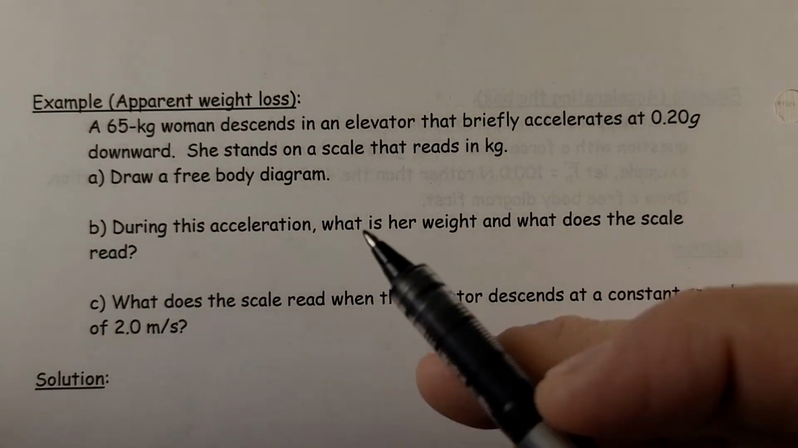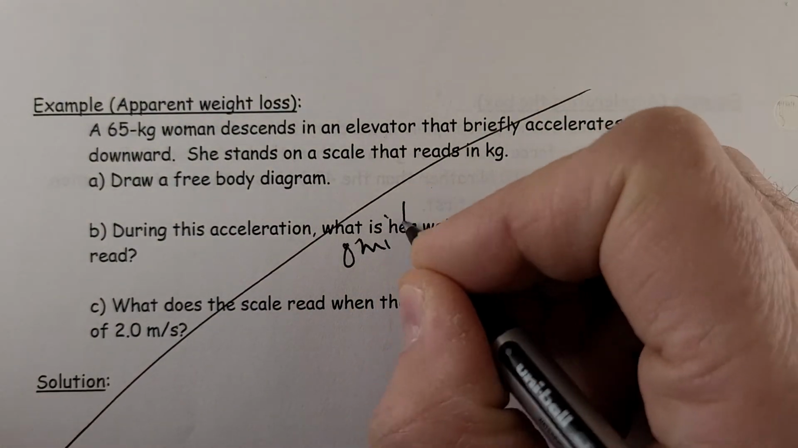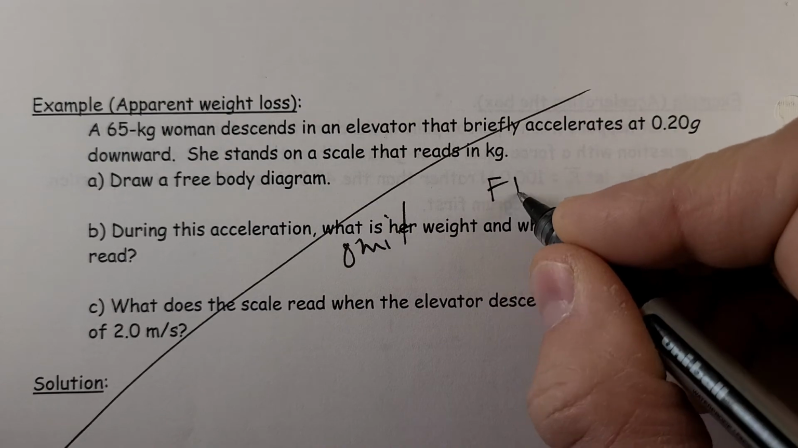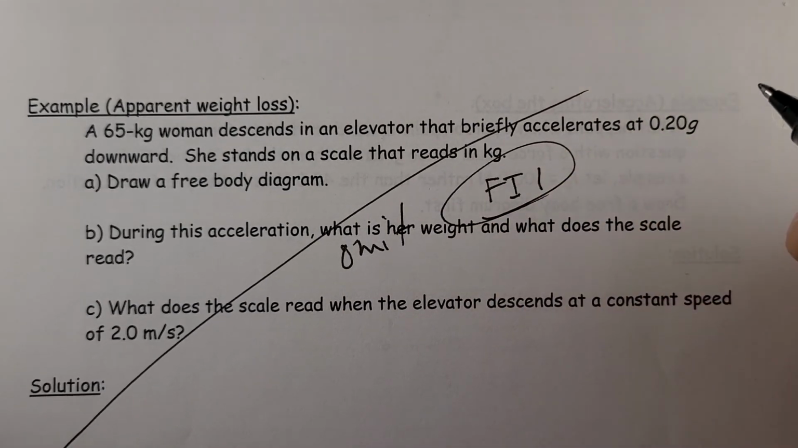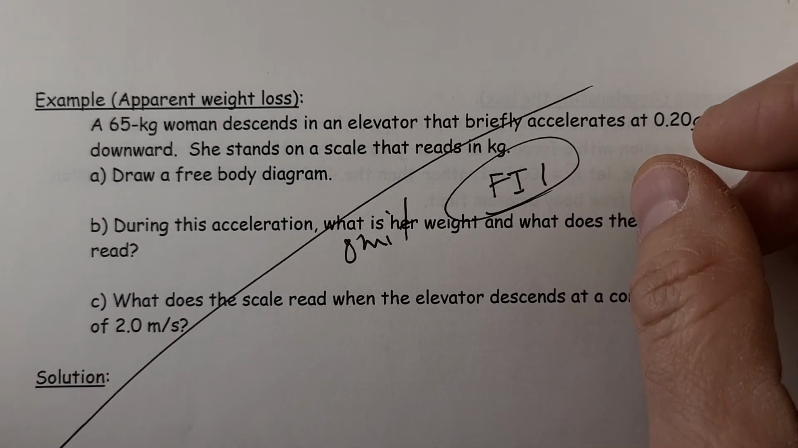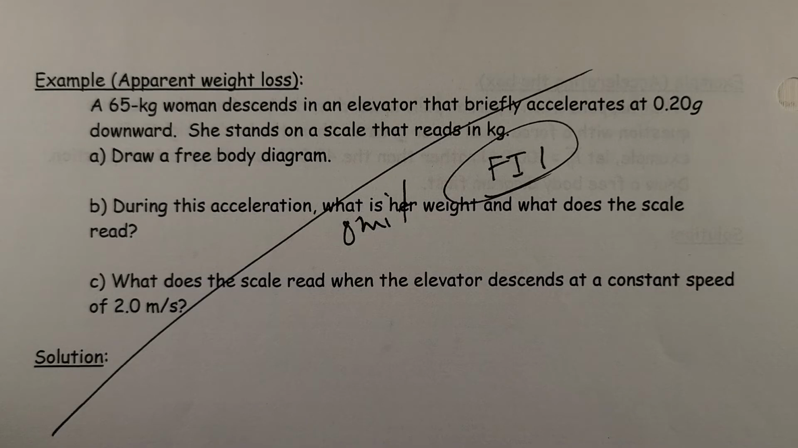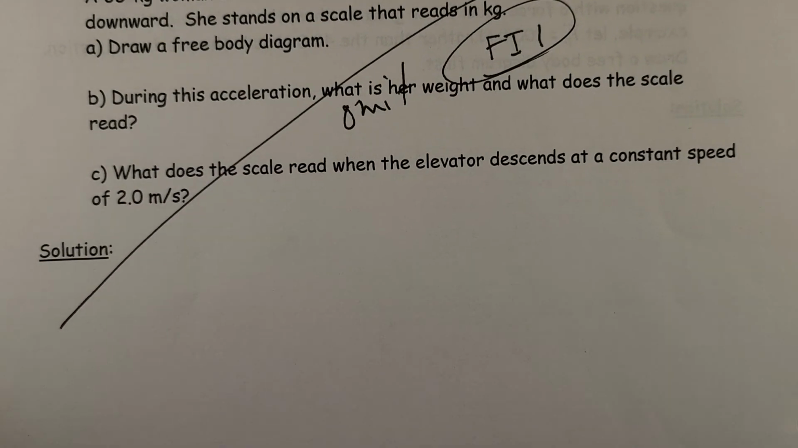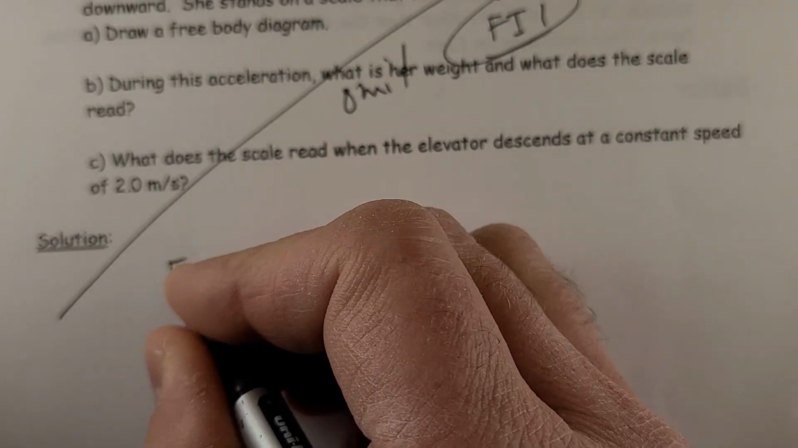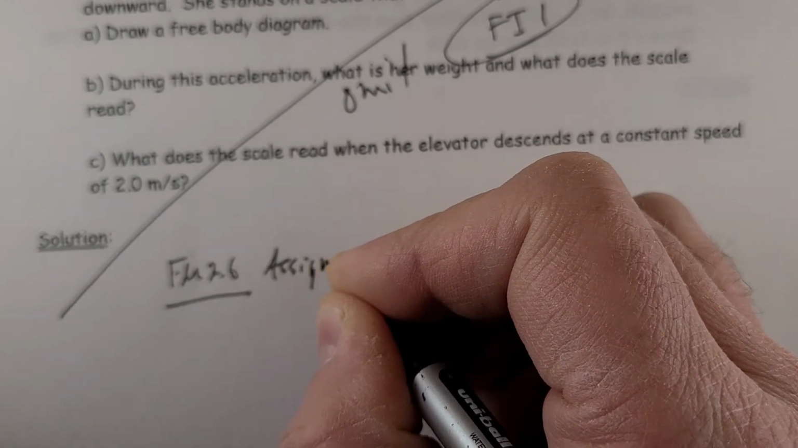Okay, if you look at the next page, I have an elevator question here. But I'm going to save that for FI1, the gravitational field section. So we're going to leave this, and then we'll tackle that later on when we do the gravitational field section. All right? But what I would like to do is maybe to talk a bit about the FM2.6 assignment and maybe give you some hints with that.